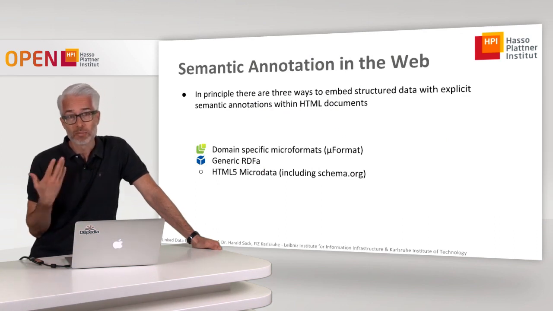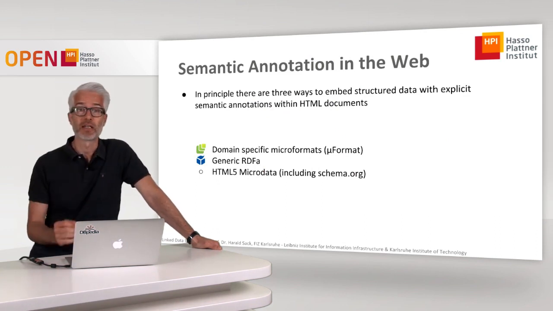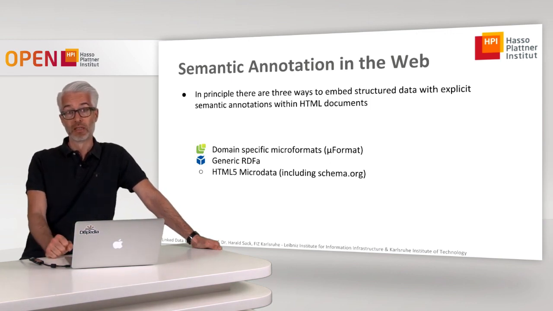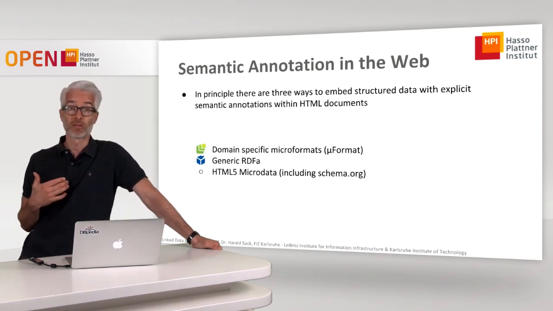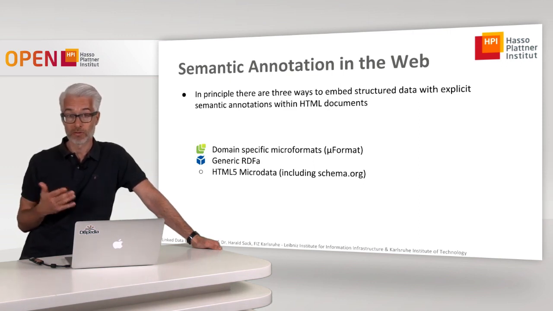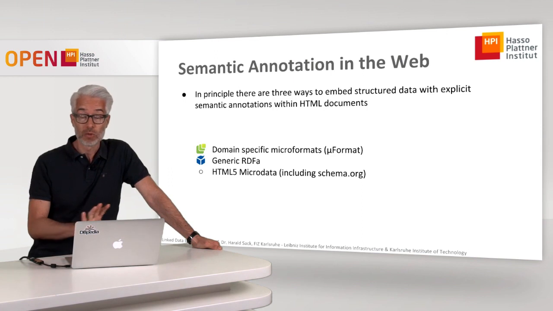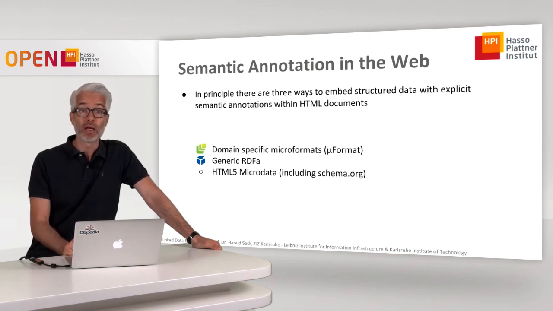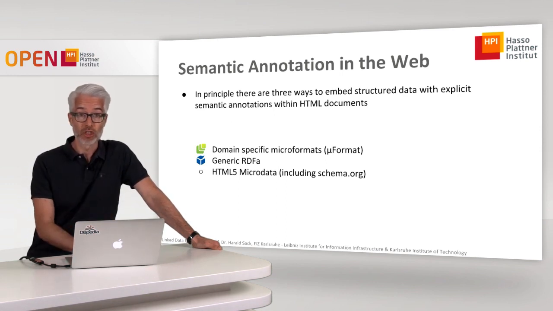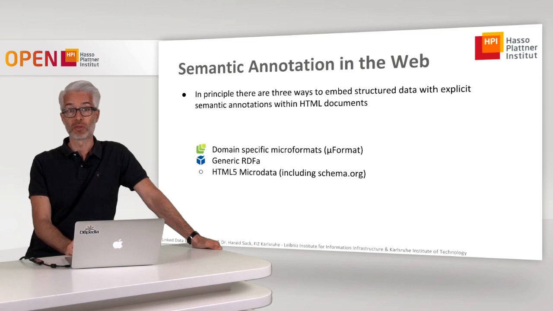Okay, so how do I put semantic annotation into the web? In principle, you have three possibilities. You can use, for example, so-called domain-specific microformats. Microformats have been around for quite a while, for more than 10 years. We will see what the drawbacks are and why you should use the more generic RDFa solution where you put RDF information into HTML attributes.